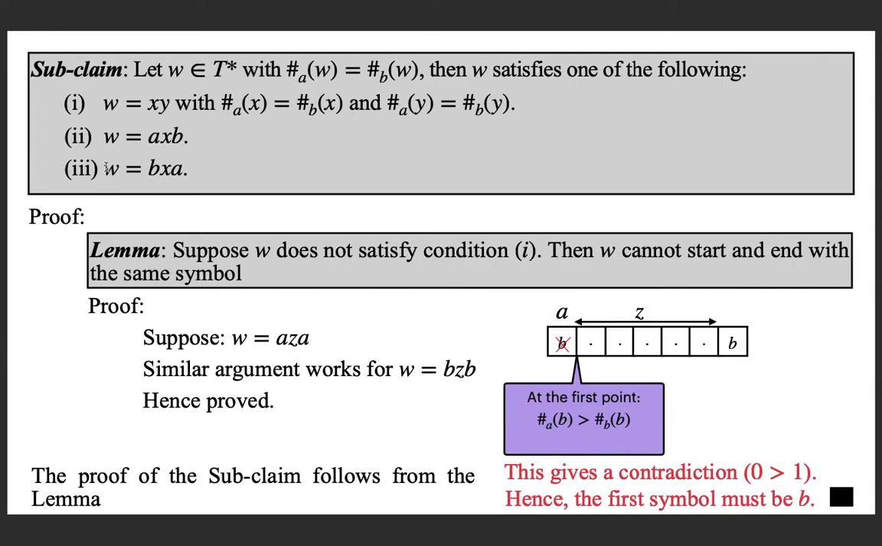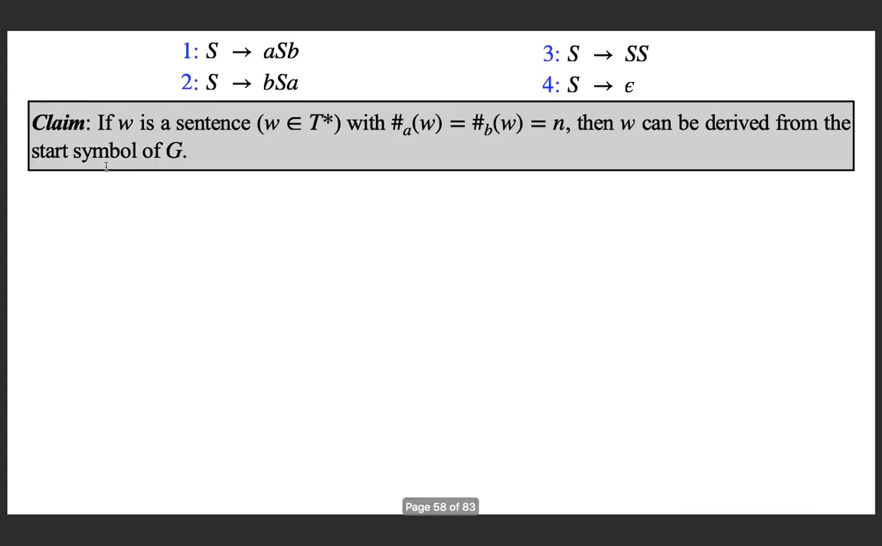And this is now enough for us to move forward and prove the completeness part of the correctness. And here is the completeness claim. If W is a string of terminals, that is a sentence, containing equal number of A's and B's, then W can be derived from the start symbol of G. And here we are applying induction on the number of A's in W, which is same as the number of B's in W.